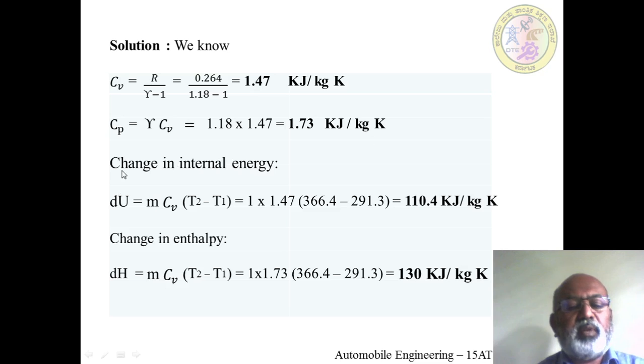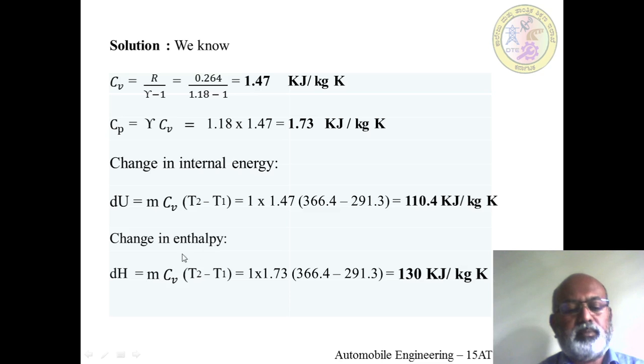Next, he has asked for the change in internal energy. The formula is dU is equal to M into Cv into T2 minus T1. You know the mass is 1 kg, and Cv we have found, the specific heat at constant volume, and T2 minus T1. After simplification, the answer is 110.4 kilojoules.